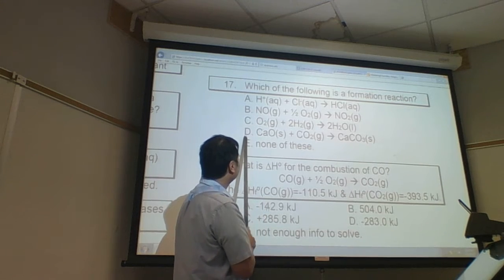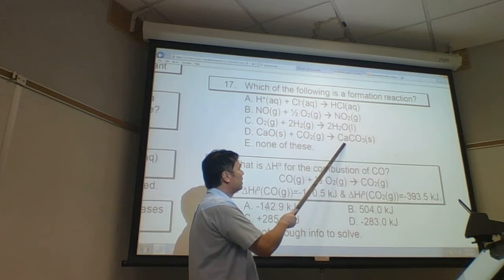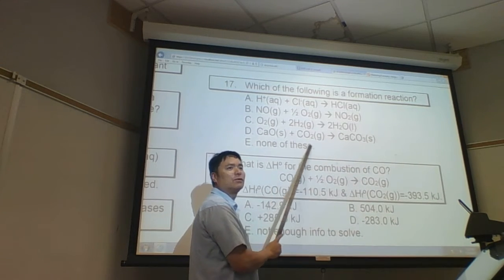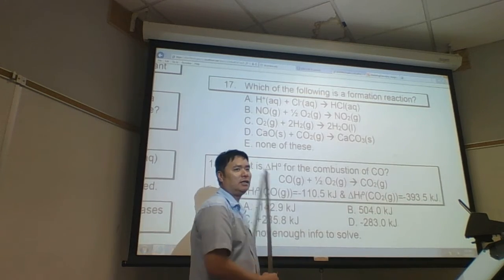So it's got to be which one? D? It's got to be D then. It's the formation of 1 mole of calcium carbonate from the elements, but this is forming from a compound, so it's none of these. It's got to be E, none of these.